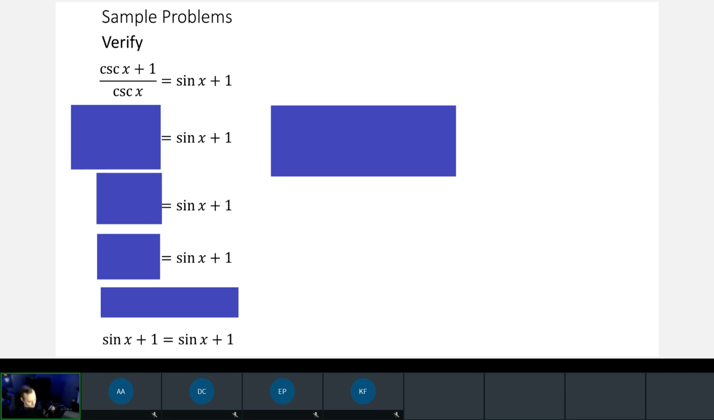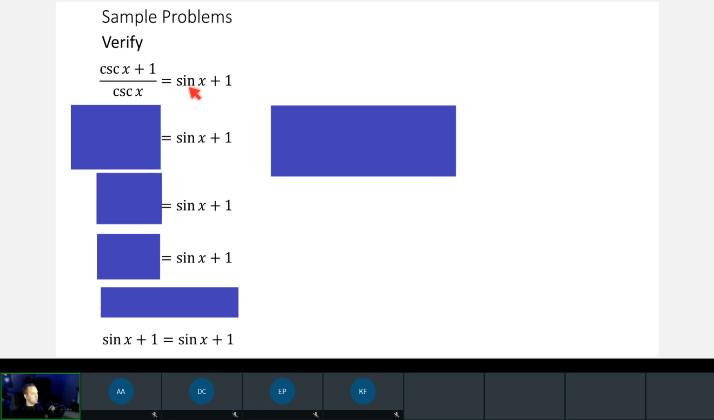So your test, your quiz, you may have problems that say verify. Seems kind of confusing, but you're going to use identities to get from the starting point to the end point. So our goal, when you verify this is true, is to get the left side to equal the right side. They're basically telling you we want to make both sides the same, right? That's how you verify the identity.